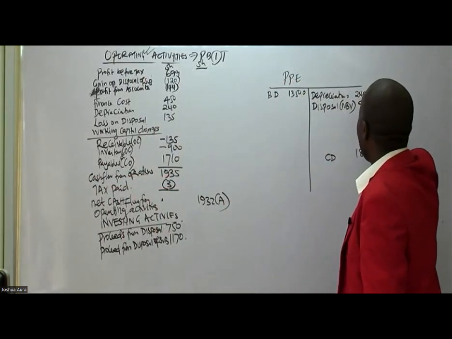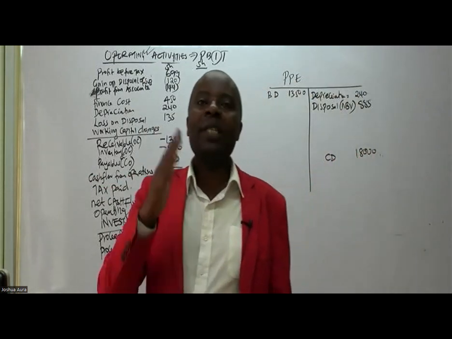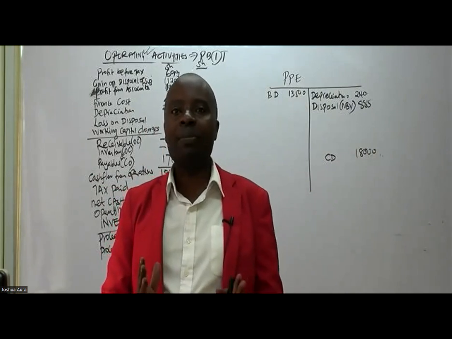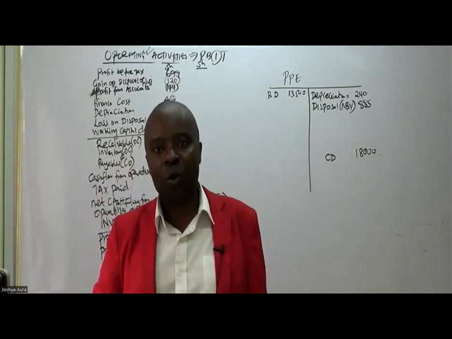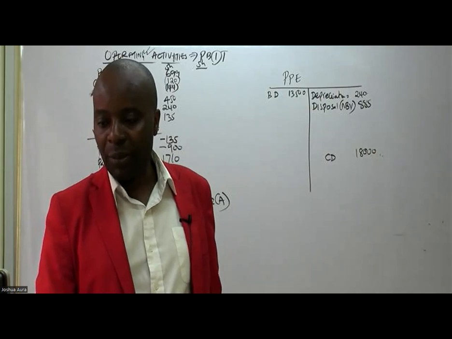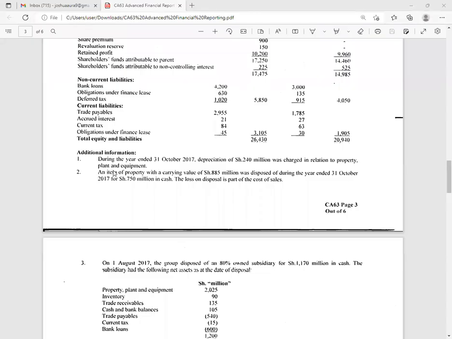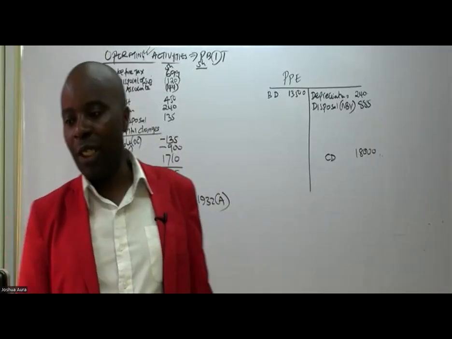Now, the other thing that will affect us is the subsidiary that was disposed. This subsidiary went away with some property, plant, and equipment. It had some PPE that will reduce our value there. They've told us here that the disposed subsidiary had a PPE of 2025.